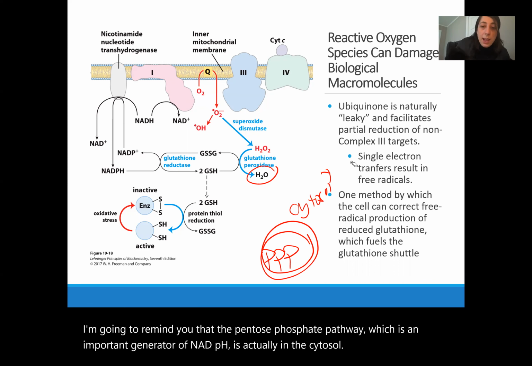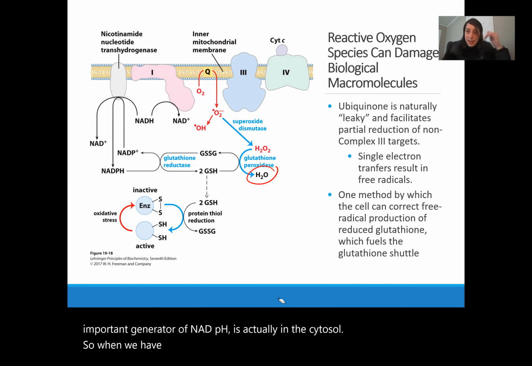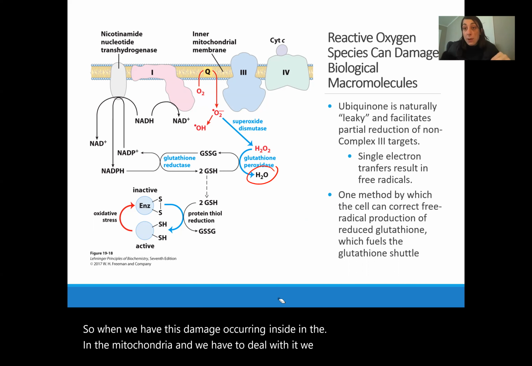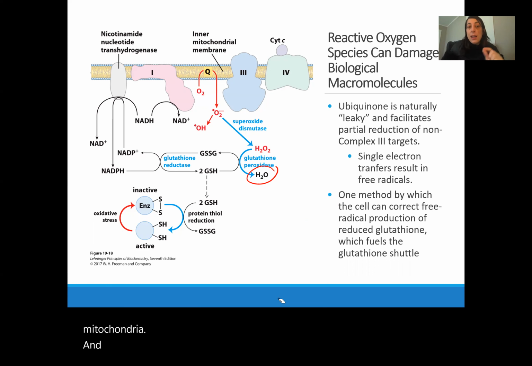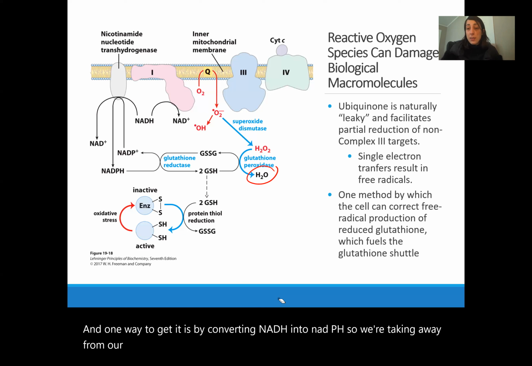So when we have this damage occurring inside the mitochondria, and we have to deal with it, we need NADPH there in the mitochondria. And one way to get it is by converting NADH into NADPH. So we're taking away from our energy reserves to deal with oxidative stress and take this peroxide and make it into water.